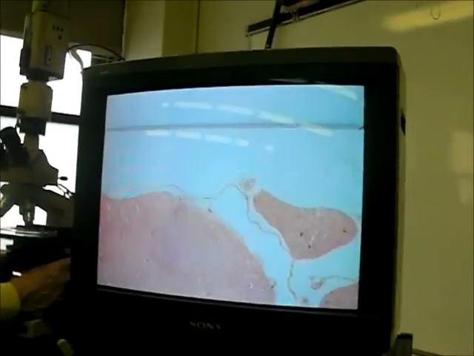Ah, that's interesting. It's too high power to show anything. You'll find out, won't you? You tell me. The frog's spinal cord. Yes, you see, remember this?